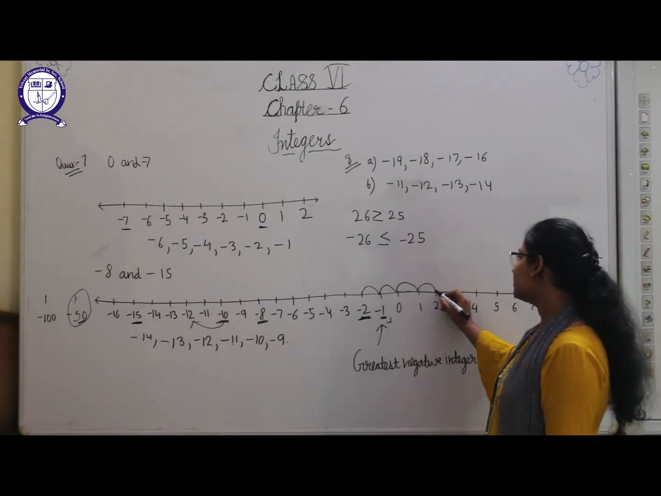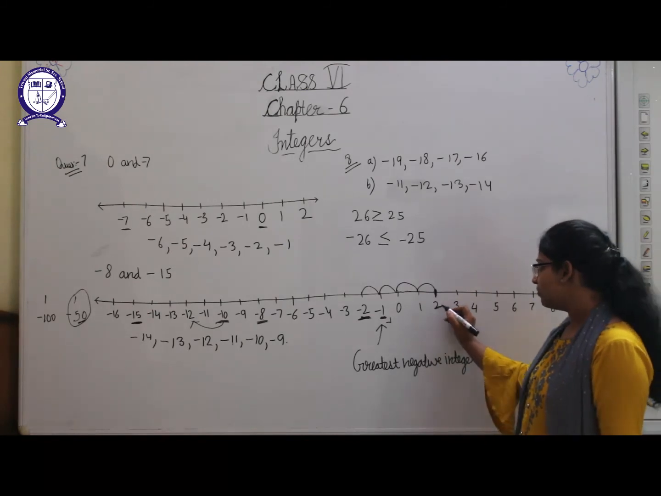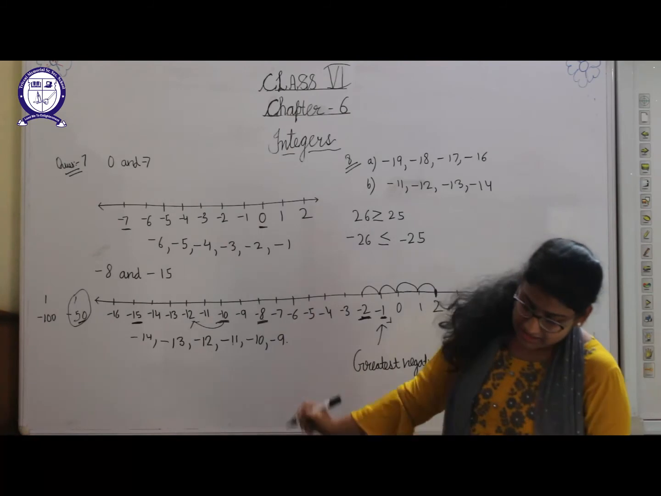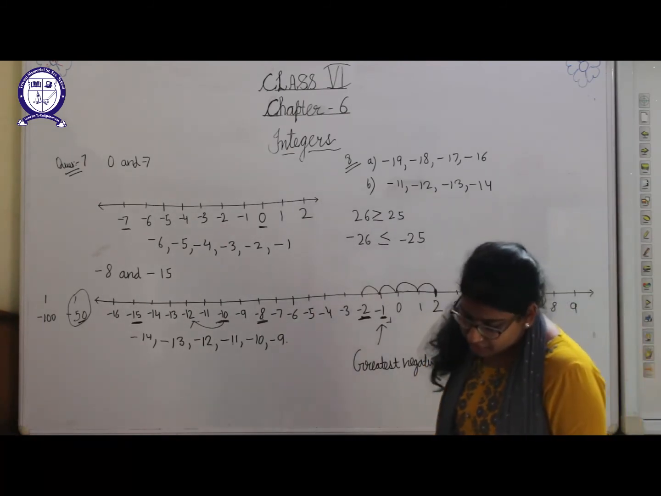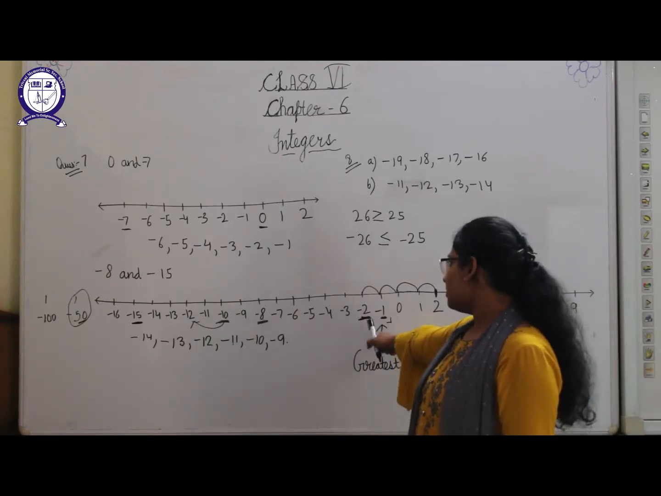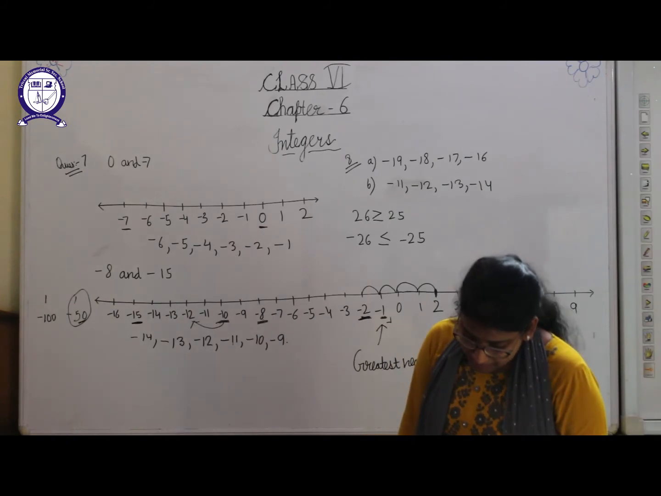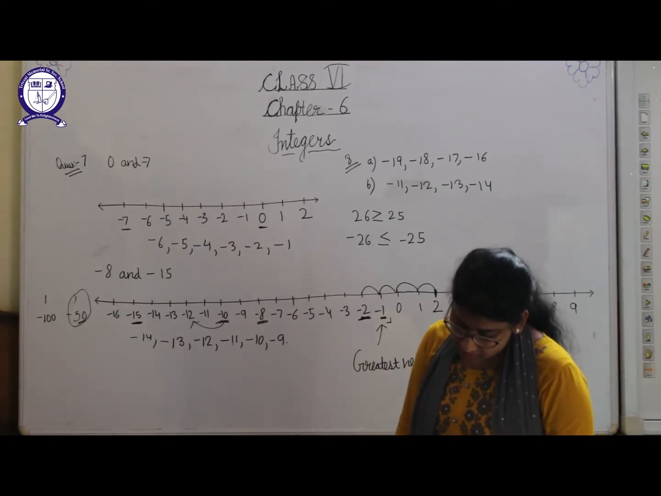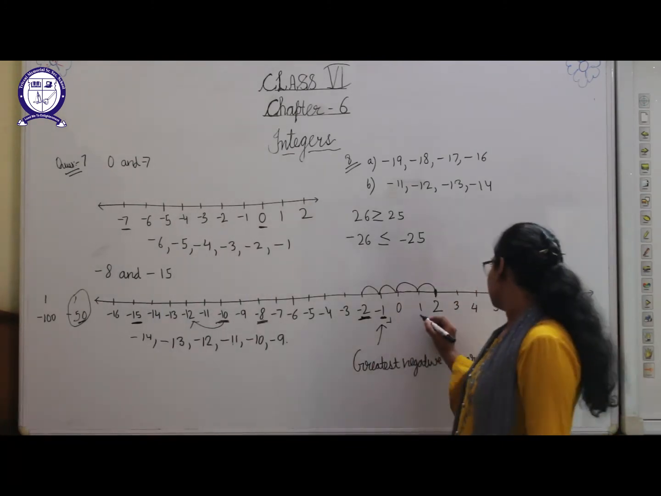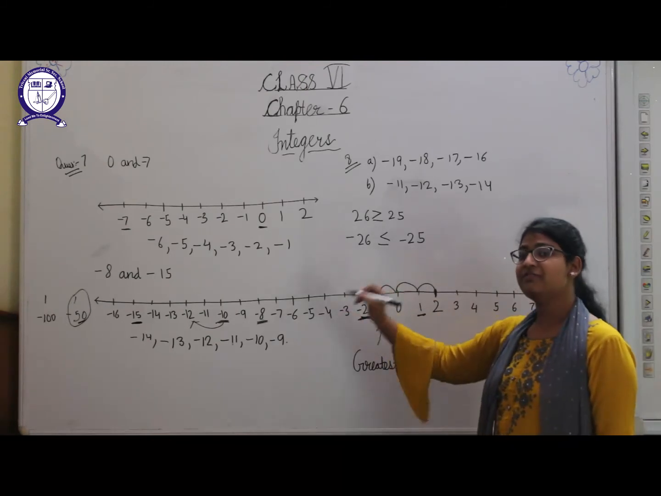And where are we reaching? We are reaching at point 2, positive 2. So its answer to which number will we reach is: we will reach 2 if we move 4 towards the right from minus 2. Now B part is: which number will we reach if we move 5 numbers to the left of 1? This is 1 here, and we have to move to the left, 5 steps.